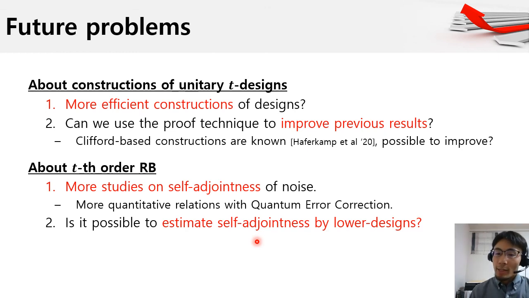Also, recently, there has been big progress in the theory of RBs. So maybe it's possible to estimate self-adjointness by using lower designs. In this protocol, we have used 4 designs, but maybe it's possible to estimate self-adjointness by 2 designs. If this is the case, it's very experimentally friendly. So this is also an interesting open question.